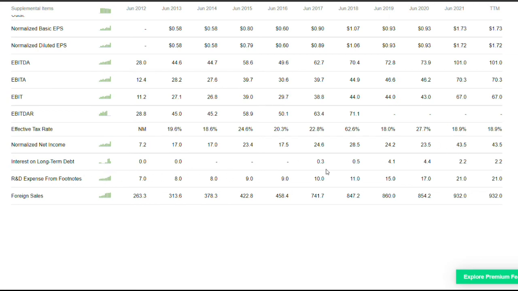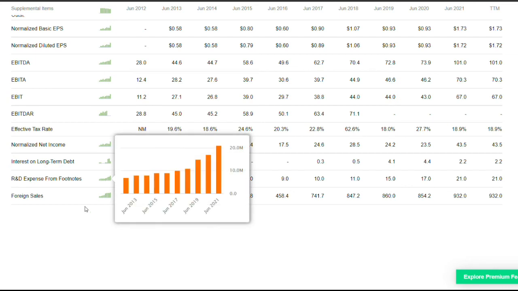Interest on long-term debt. It mentions the interest on long-term debt and how much the company is paying in interest on the long-term debt. Then research and development expenses from footnotes. So this is the research and development expenses. As you can see, it has been going up over time.